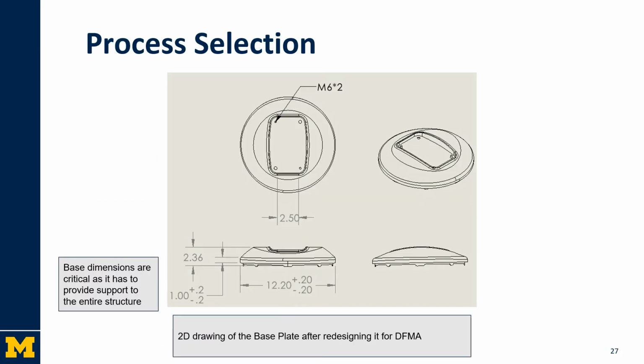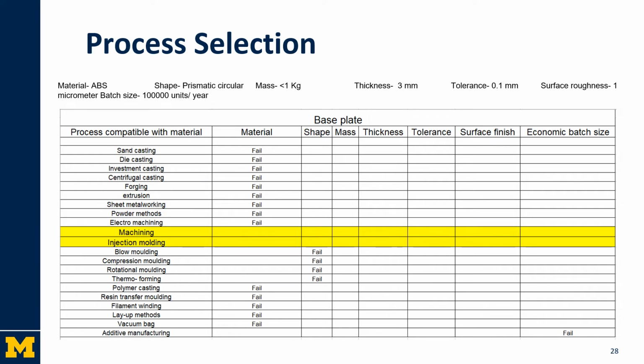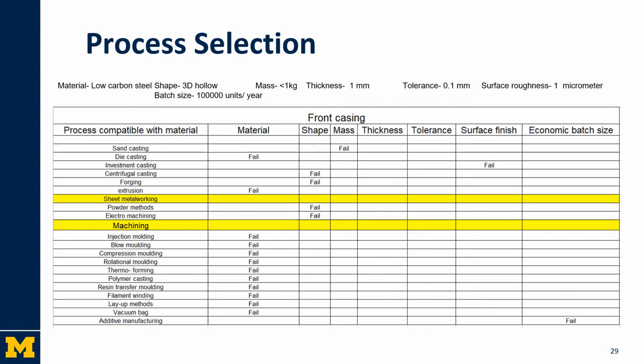So here we have a 2D image of our base plate showing our critical dimensions along with our tolerance of 0.2. This is our process selection chart for our base plate with the material of ABS, which eliminates most processes. And then using the rest of the criteria, we were able to determine machining and injection molding, and we ended up selecting injection molding as a process.